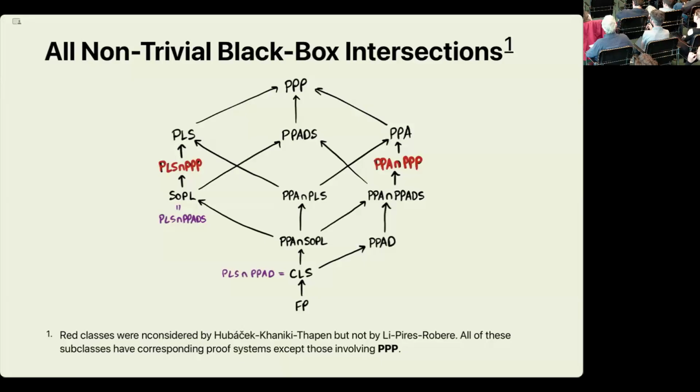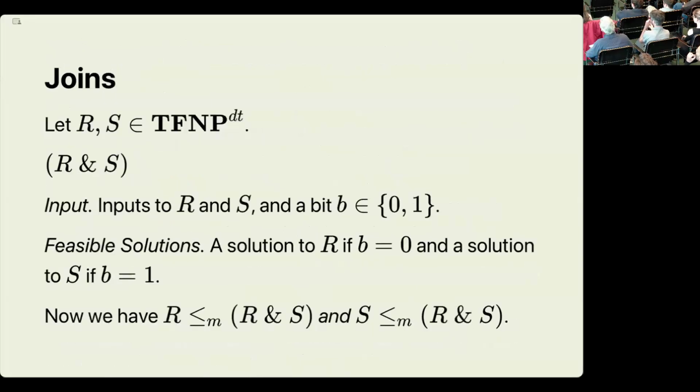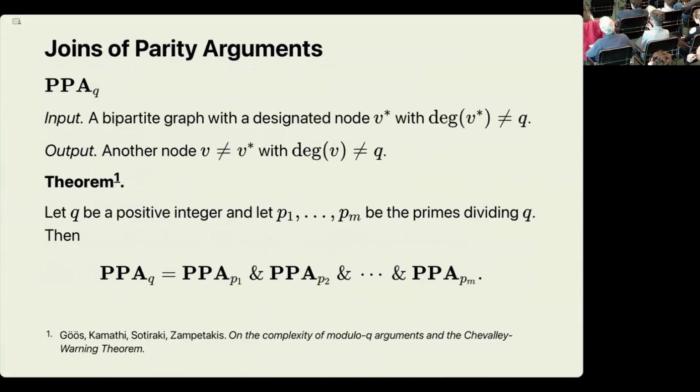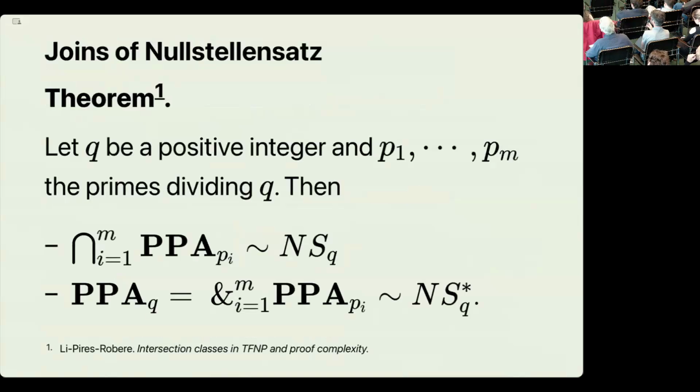Okay. So I'm running low on time, so maybe I'll leave this slide to Neil's talk for later. It turns out that you can also characterize the joins of classes. This corresponds to solving both of the problems rather than the intersection of them. And we can get some interesting results for this involving Nullstellensatz, but if someone's interested about that, we can talk about it offline.